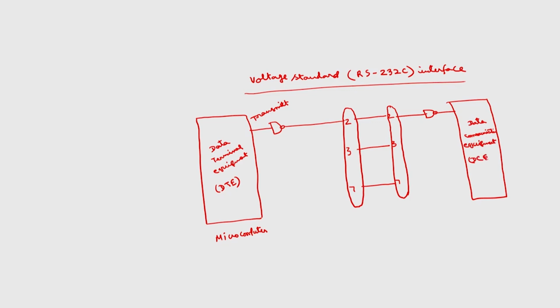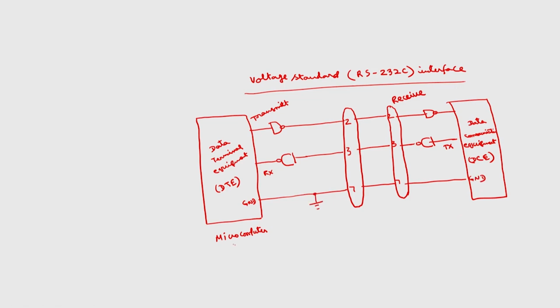Called DCE. This is receive. Similarly, this can transmit through this. This is the transmit portion, I will call it transmit TX, and this can receive. This is full duplex. This is receive, and this is the ground signal. This will normally be connected to the ground.